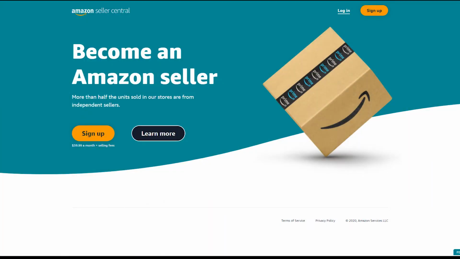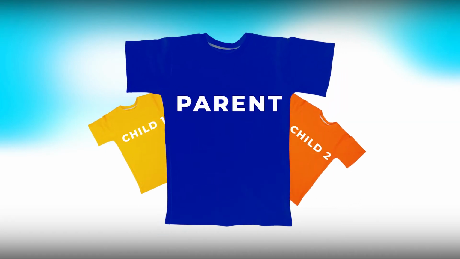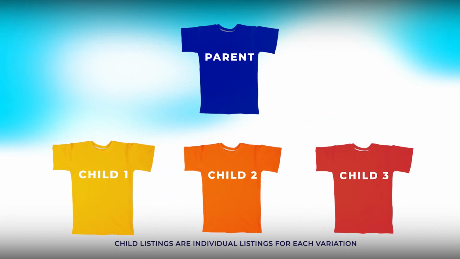In creating variation on Amazon Seller Central, you can either have different listings for each variation, or you can combine those listings together to create a variation listing. In creating a variation listing, you need to have a parent and a child listing. The child listing are individual listings for each variation.